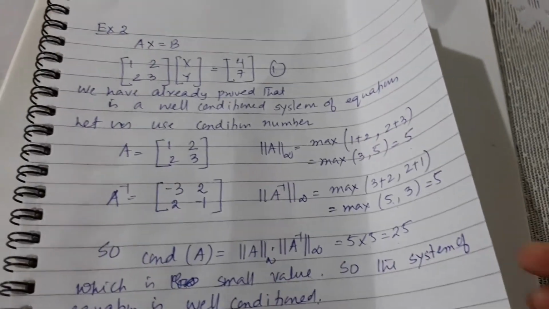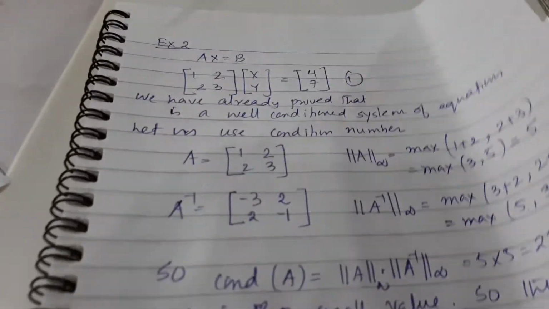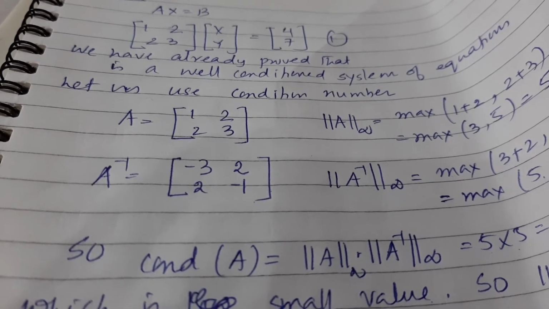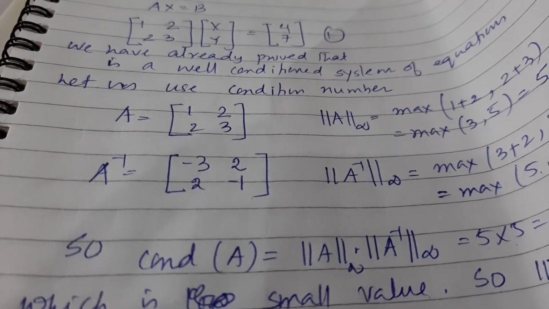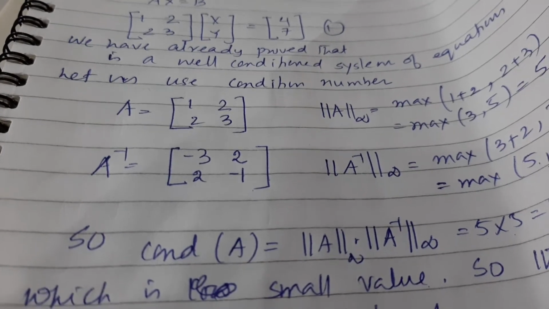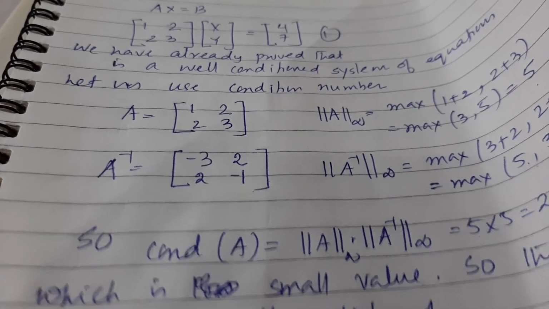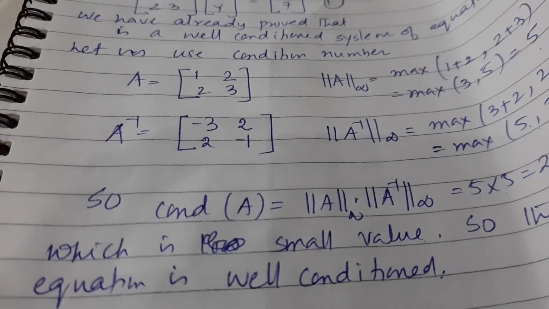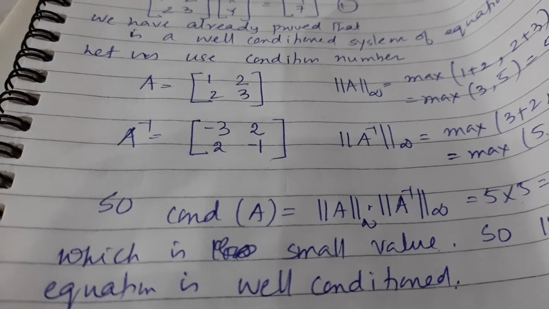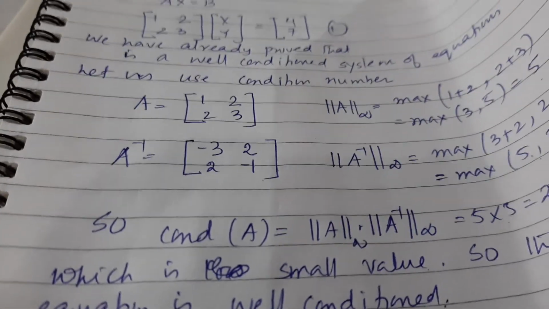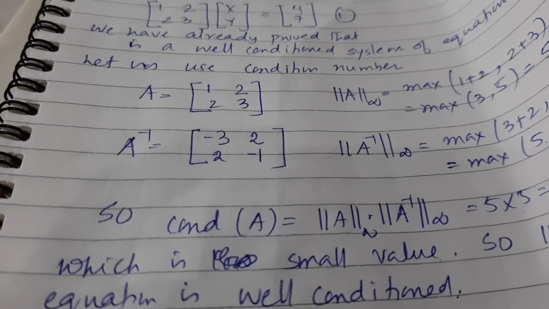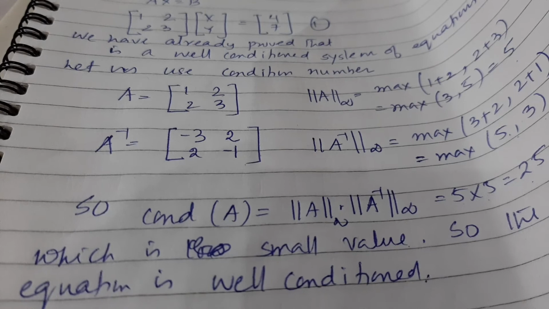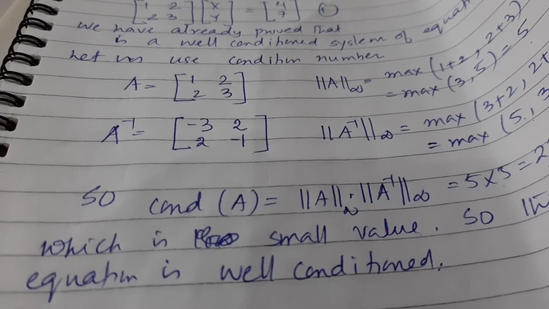So, now you can easily find out, for any system of equations, even a very large system, you can get your A matrix, invert it, find the norm of A, find the norm of A inverse, and multiply them. If it is a small number, it is a well-conditioned system of equations, and if it is a large value like 10 to the power 3, 10 to the power 4, or 10 to the power 2, something like that, then it is an ill-conditioned system of equations. I hope you have understood this conditioning of a system of equations. Thank you very much.